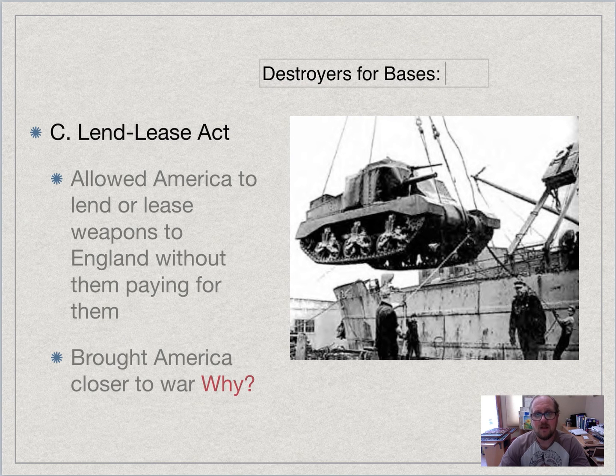And after that will come the Lend-Lease Act, which will happen in 1940 also. Basically what the Lend-Lease Act does is it allows America to give England weapons without England actually having to pay for these weapons. And so a huge amount of weapons are going to be going from America to England. And we'll actually start using our own vessels to take those supplies over to England also.